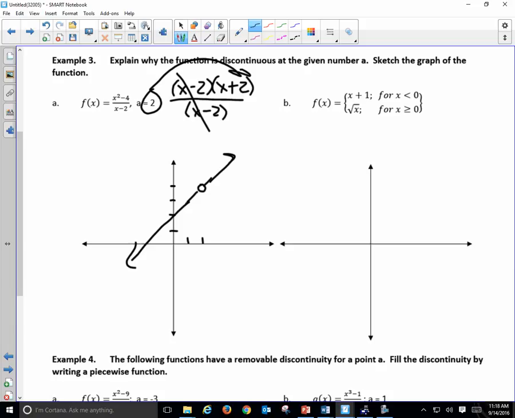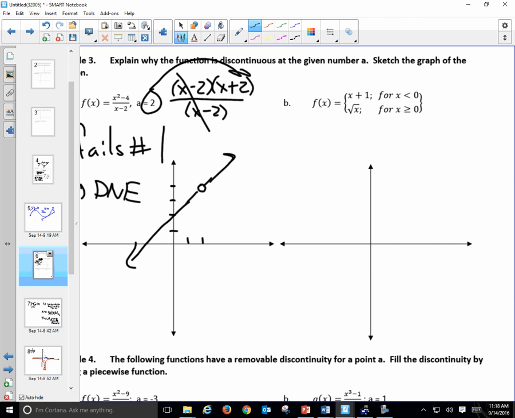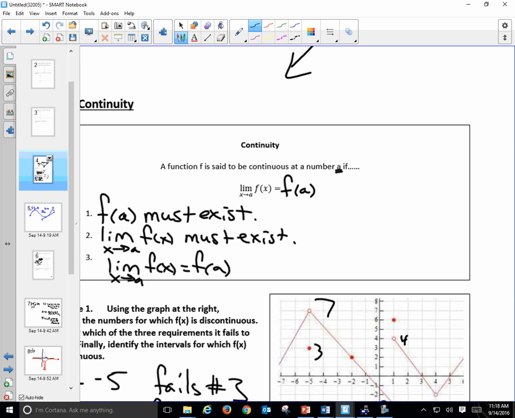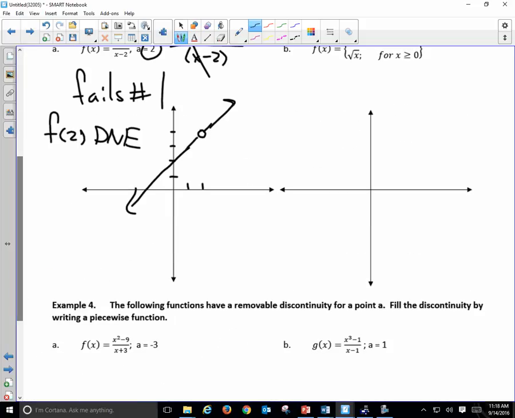So we've sketched the graph. Now let's answer the question. Does f of 2 exist? No, so it fails number 1. And you can simply write that. You don't have to write f of 2 does not exist, okay? You can simply write fails number 1 as long as you've provided this information on the test so far. I'll allow that.